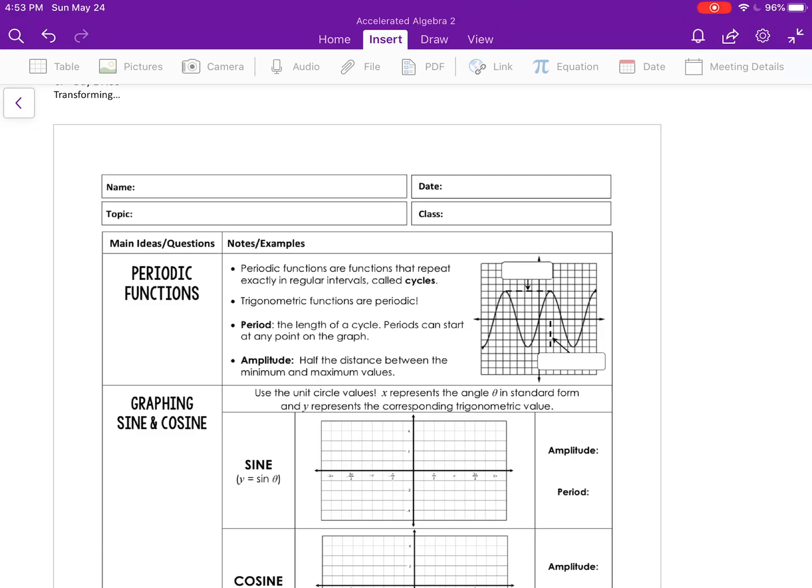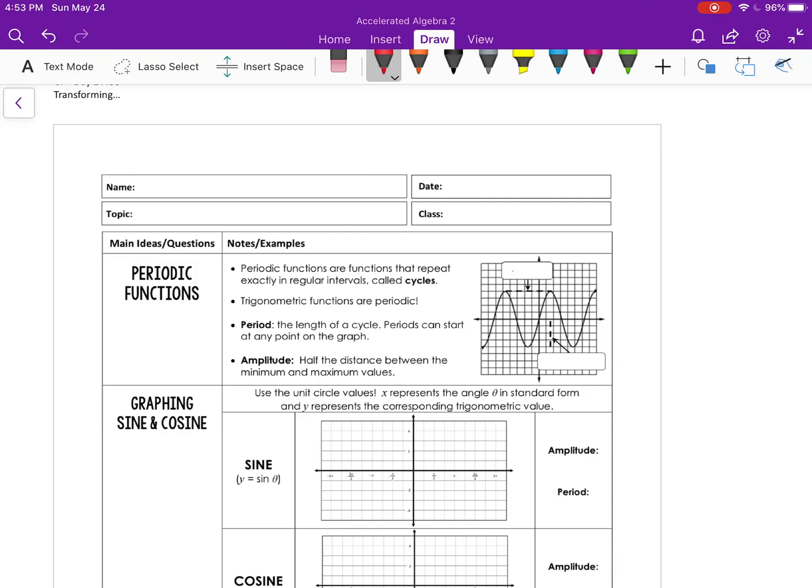So last class we learned about how to graph the basic sine, cosine, and tangent functions. In this class, we're going to learn how to transform them. It's worth recapping that these are all types of periodic functions, which repeat in regular intervals, called cycles or periods. Trigonometric functions are periodic, and the period is the word for the length of the cycle.